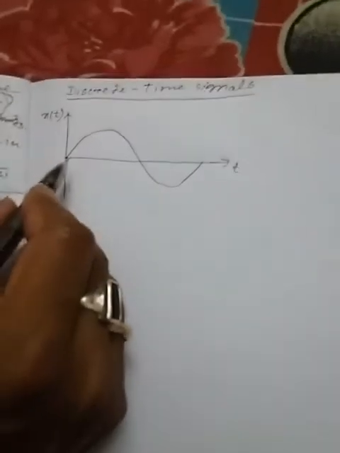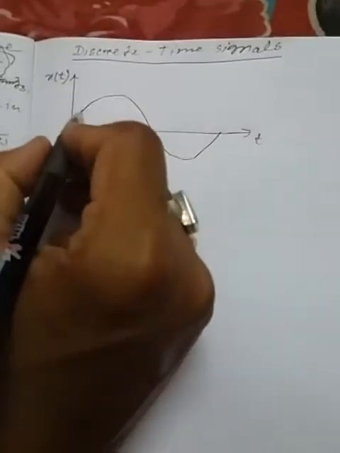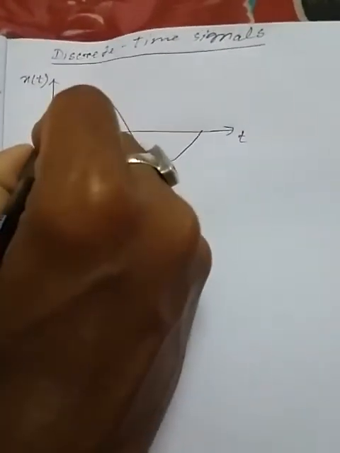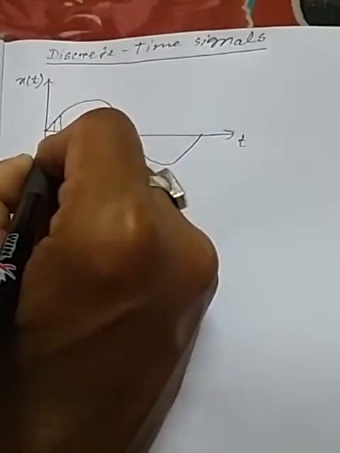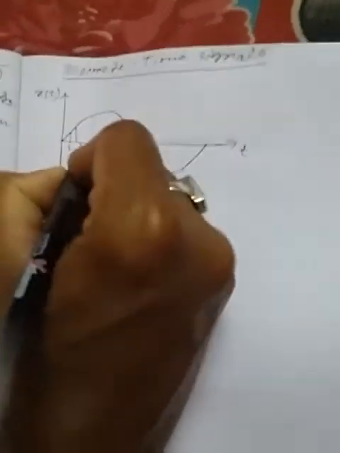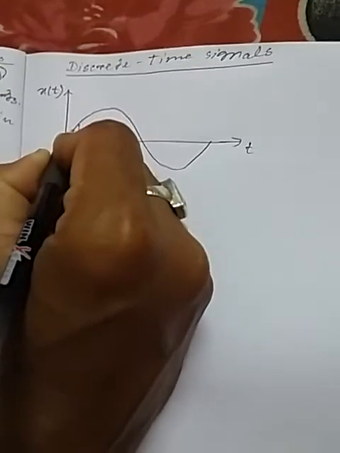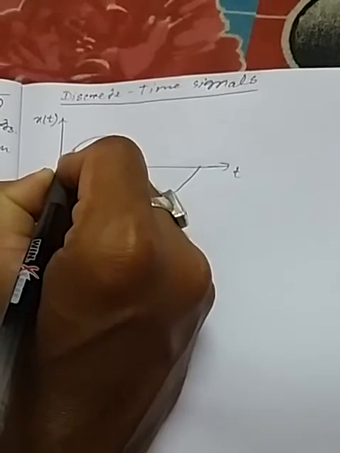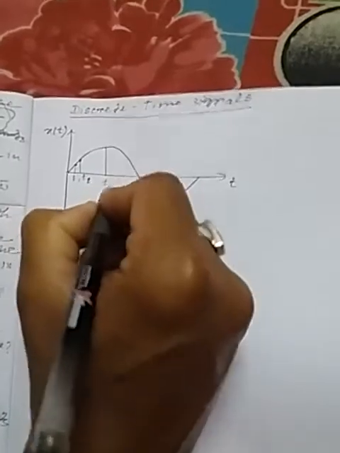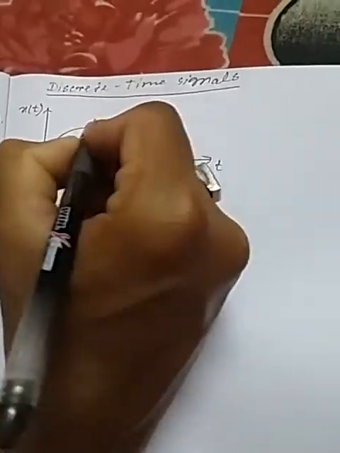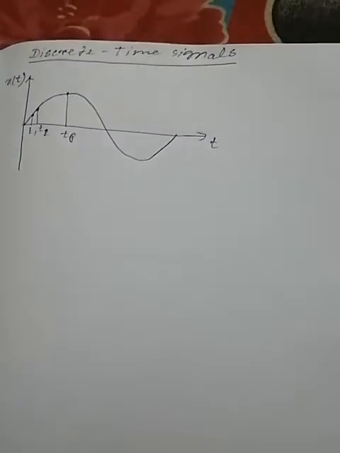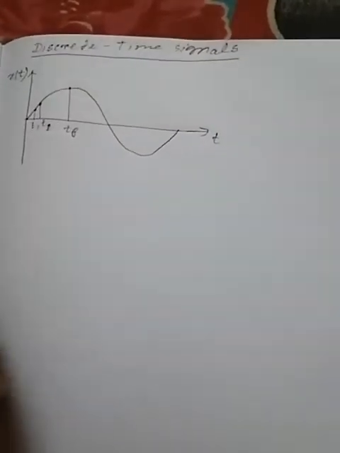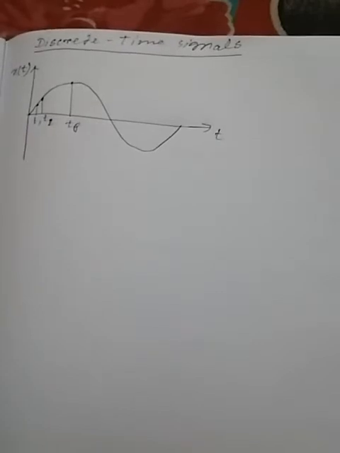So we can get the value of the signal at every instant of time. Suppose at t1 instant the amplitude of this signal is this, and at t2 instant the amplitude of this signal is this. Again, at tp instant the amplitude of the signal is this. So we can get the amplitude at every instant of time, that is called continuous time signal.